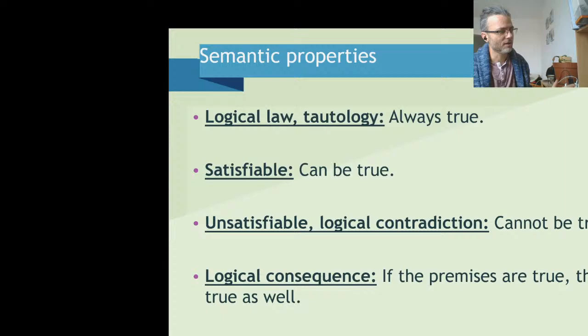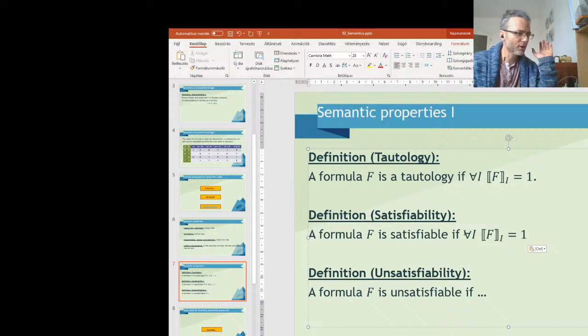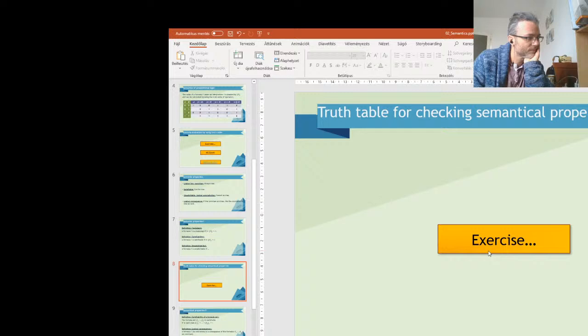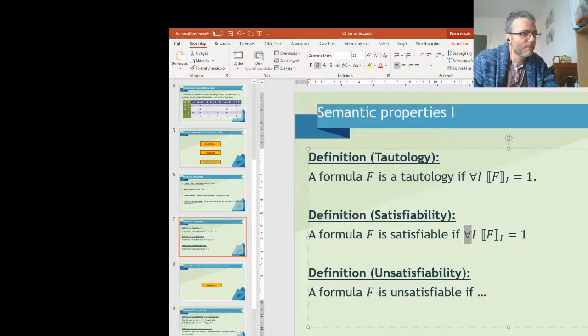So what do you think? How could we define satisfiability? Let me just help you. So let me copy and paste this part from the definition of a tautology and tell me what should I change in this part of the sentence. You need to change for all. Yeah, let's change the for all to what? To what? What should I write there? So this symbol means for all. Change to the exist. Yeah, that's it.